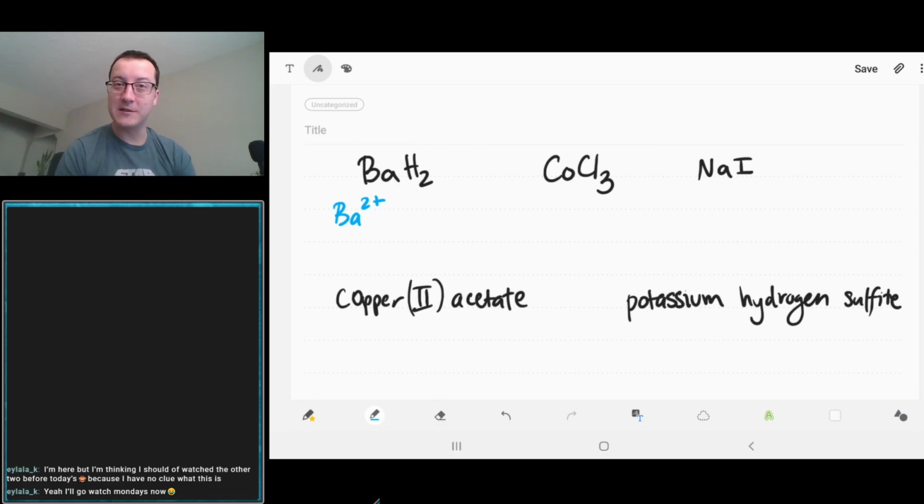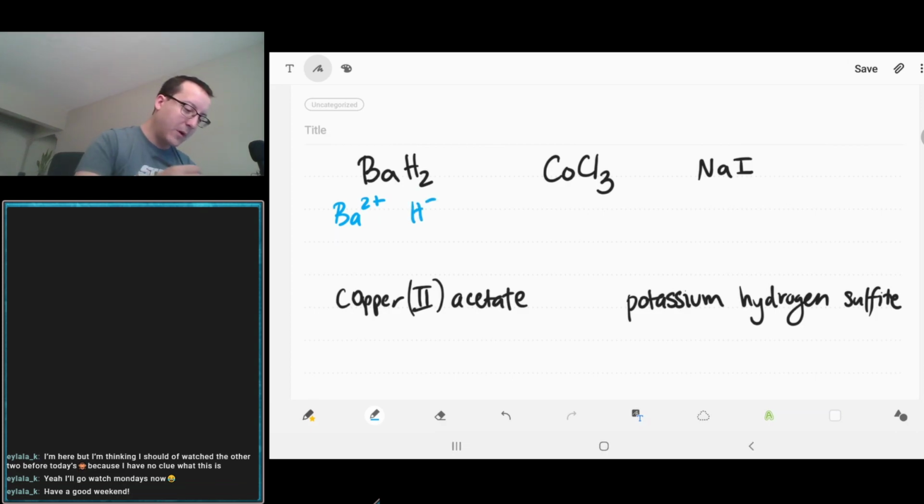Barium, as we know, in ionic compounds always has a 2+ charge, right, in ions. And so we know that the hydrogen in this case is -1. We know that this is called a barium ion.